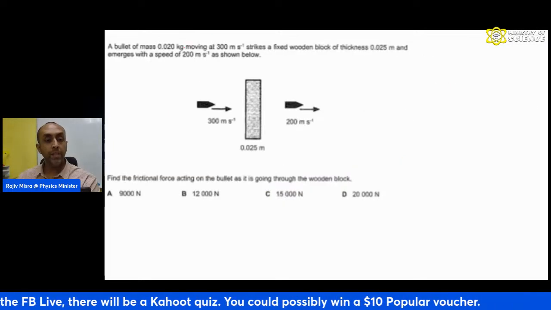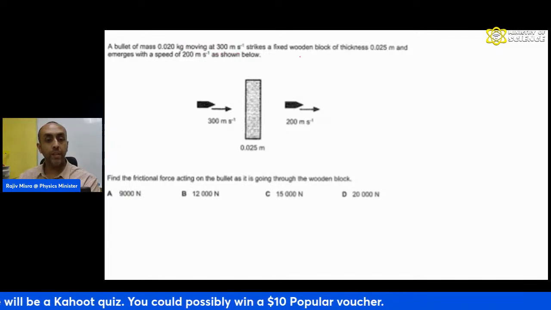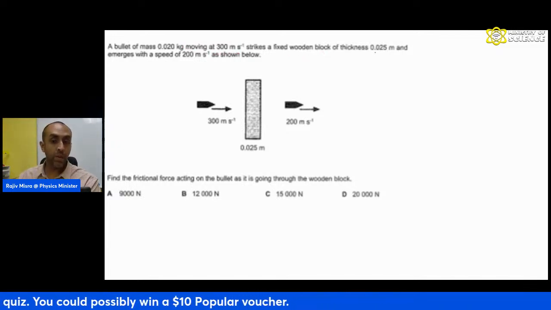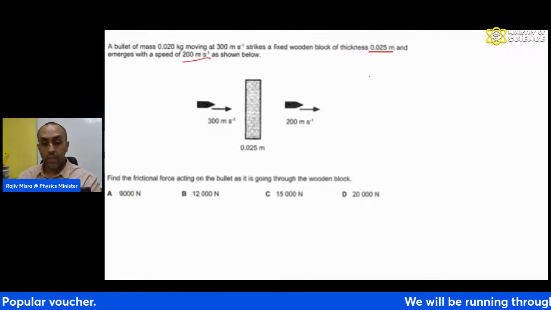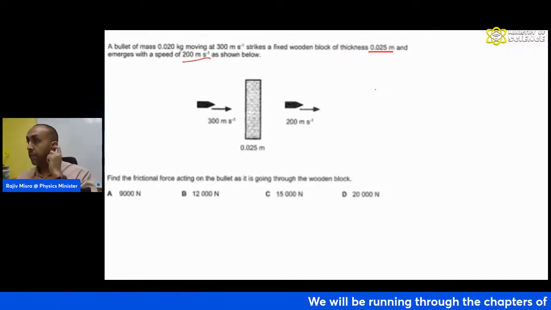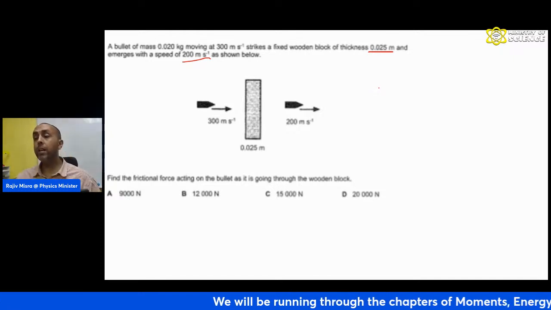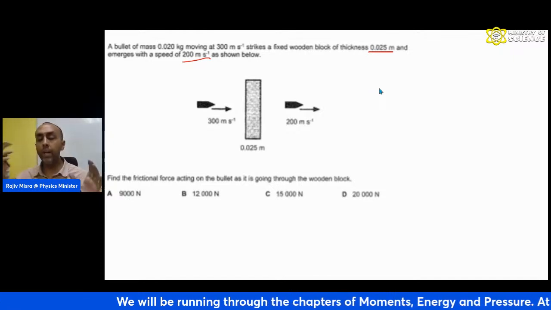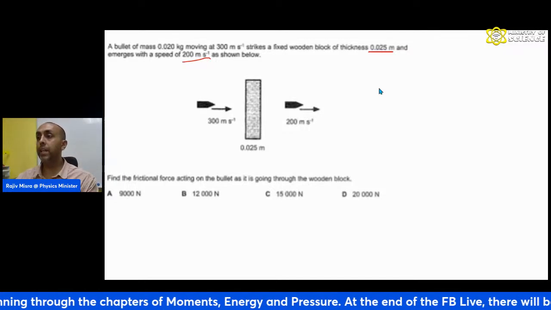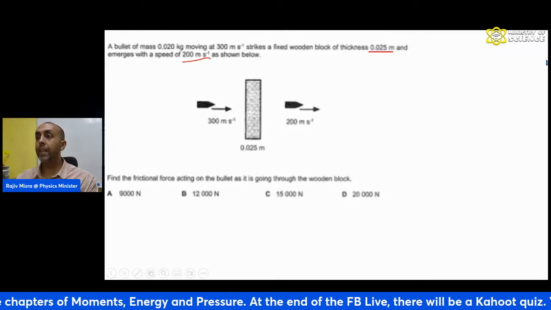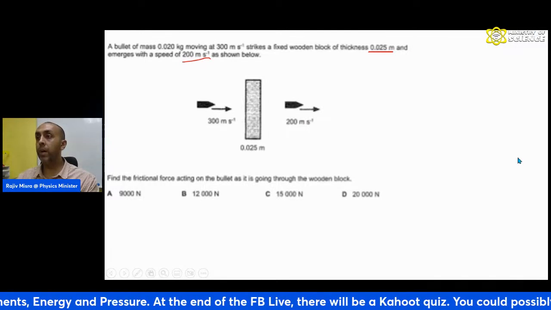Now, a bullet of mass 0.02 kg moving at 300 strikes a fixed wooden block of thickness 0.025 and emerges with a speed of 200. So you have to ask yourself, okay, for those who are here, can you tell me what is being converted, or what is being lost? What energy is being lost? What do you all think is the energy that is being lost? Then I can give you all a better idea of what might happen.